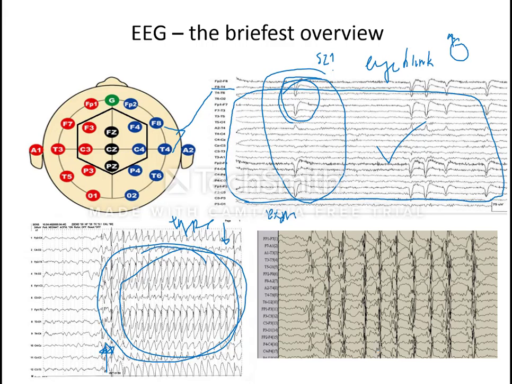Here's just another example of something that might look scary. EEG is a huge, complicated topic, and it's a really difficult fellowship to read, but you can see things that look scary like this, but it actually just turns out to be chewing, because you are creating muscle artifact. These are your cheek muscles clenching.